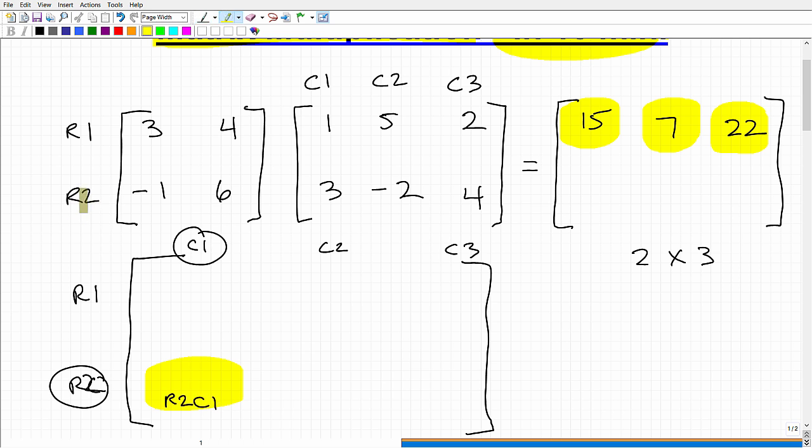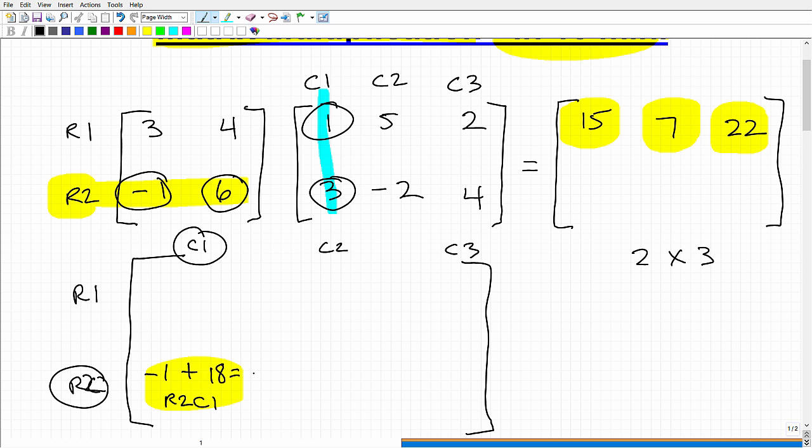So now I got to use row two here in the rows. Not the first one now. Row two, and now I'm back to column one. So let's go ahead and do that. It's going to be -1 times 1, which is -1, plus, I'm going to move over, 6 times 3, which is 18. So our final answer is 17. So we're going to put that here, 17. That's our answer for that entry.